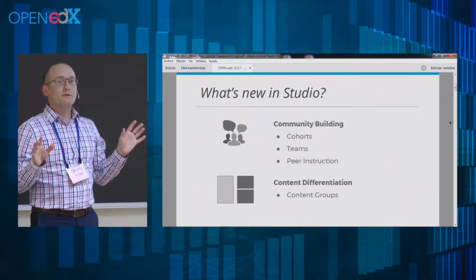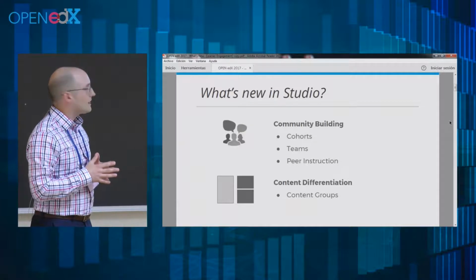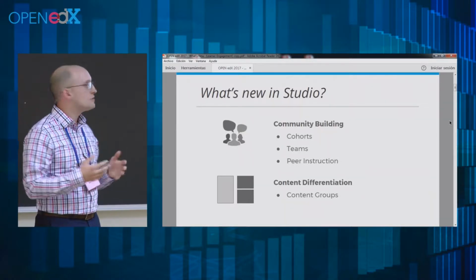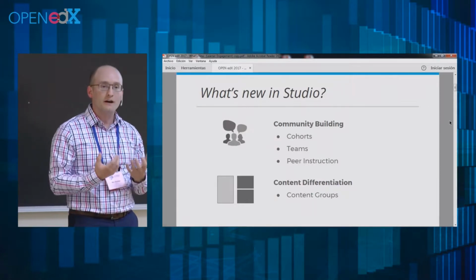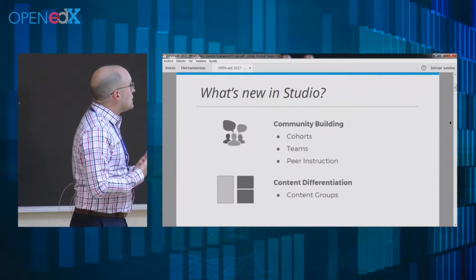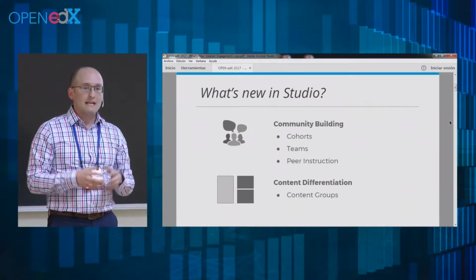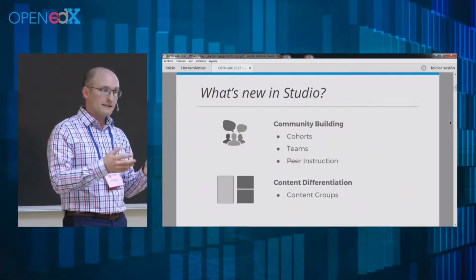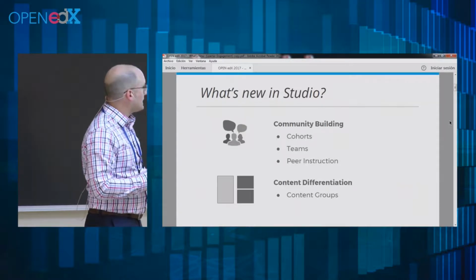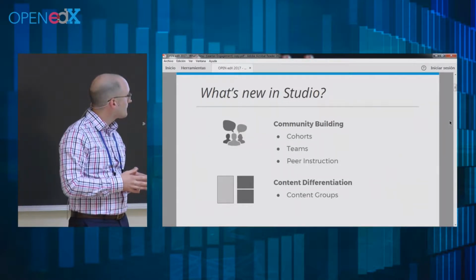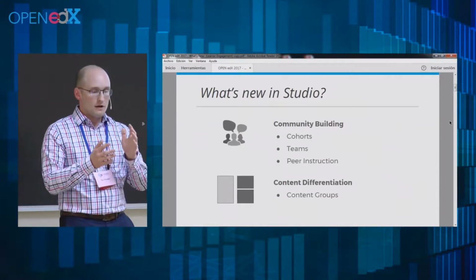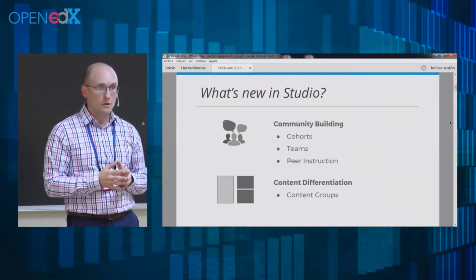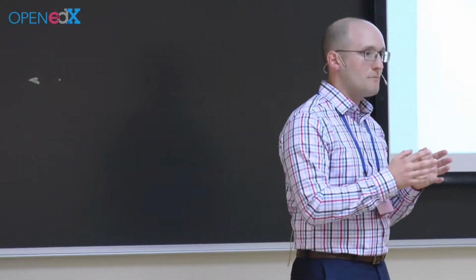Somewhat broadly speaking, community building, in this sense, we're going to talk about features related to cohorts, the ability to use cohorts in a way that's going to provide more of a community sense. Teams, in order to create even smaller groups that are self-selected. We're going to talk a little about peer instruction, as well as the use of content groups to help us toggle visibility within a course so that you can provide more specific messages to specific groups of learners.